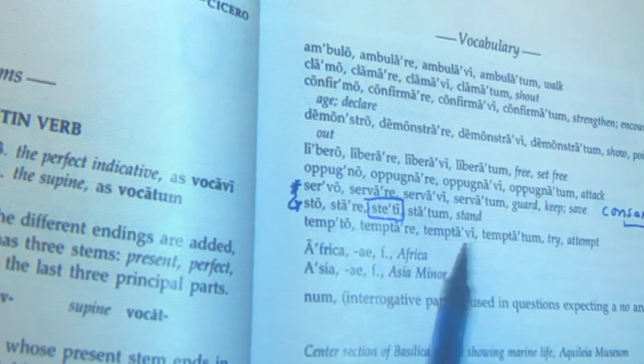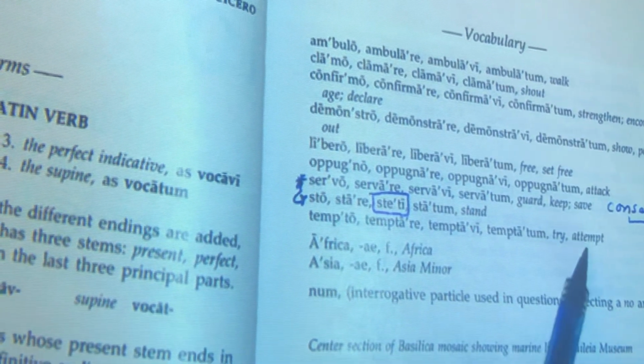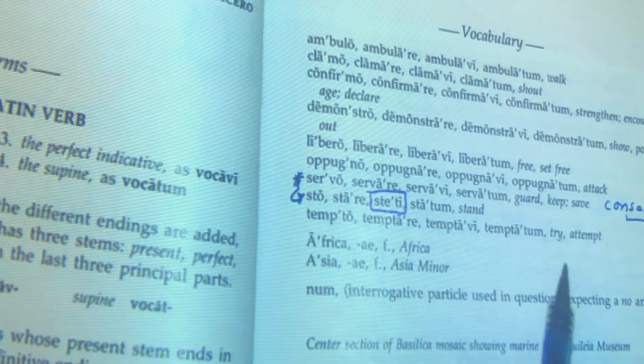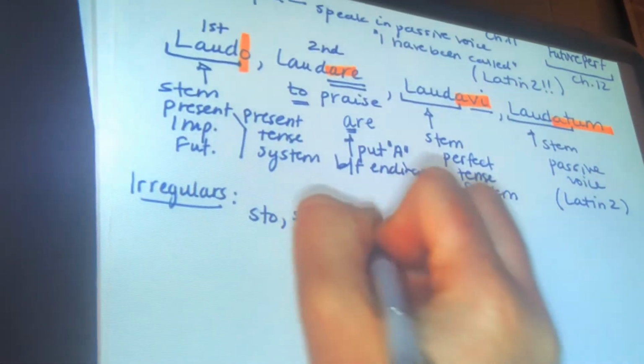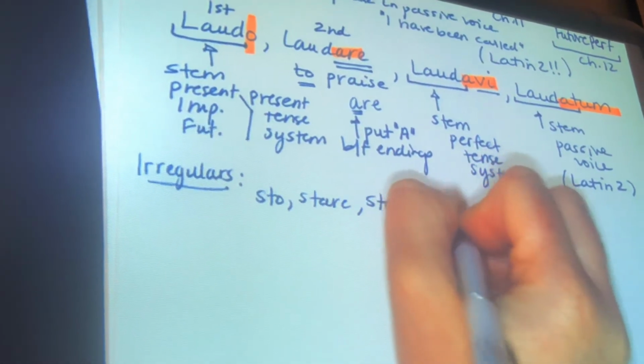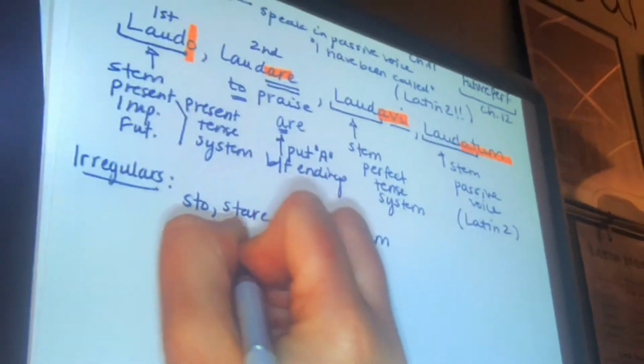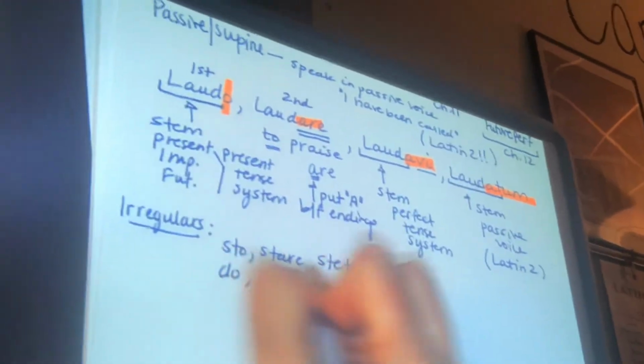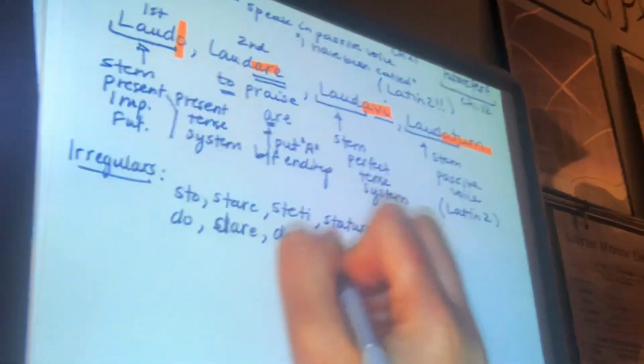Tempto, temptare, temptawi, temptatum. Think attempt, right? Tempt, attempt. But do you see this O, are, awi, atum pattern? So there are a few irregulars that don't follow that pattern, like we just said. And that's sto, stare, steti, statum, do, dare, dedi, deditum.